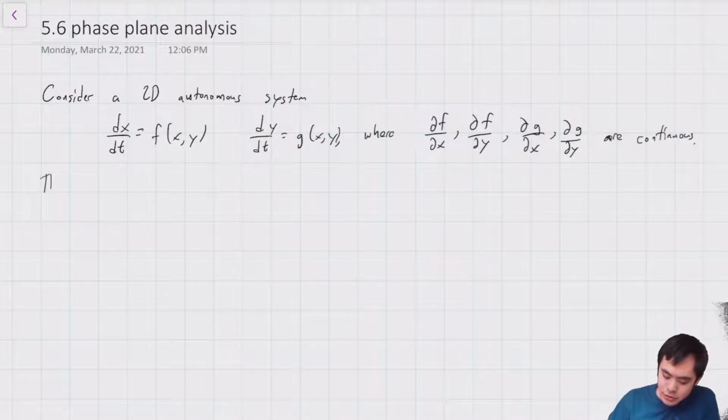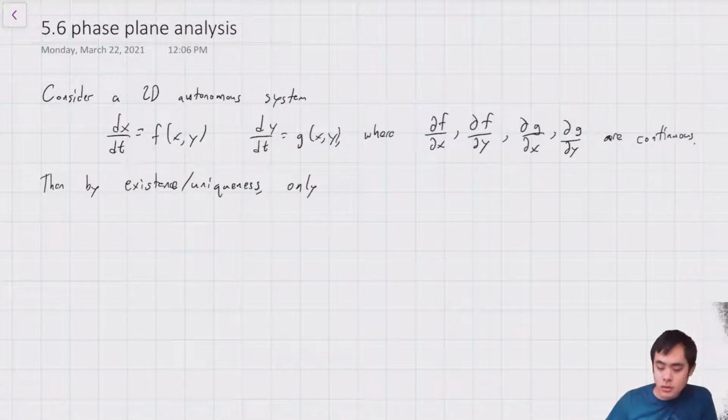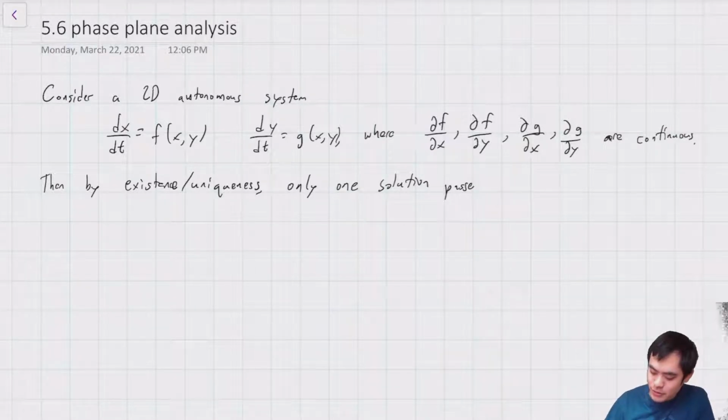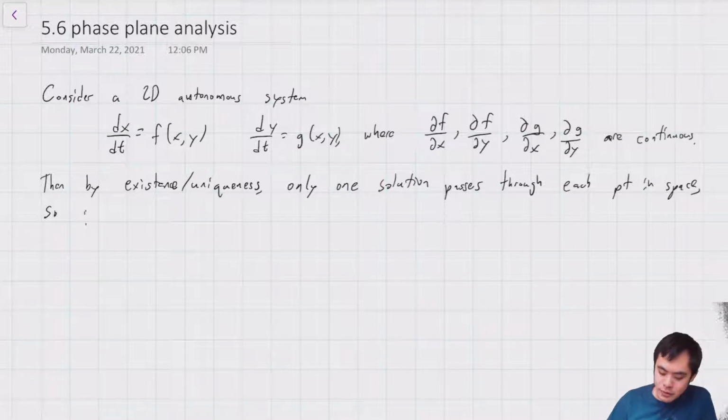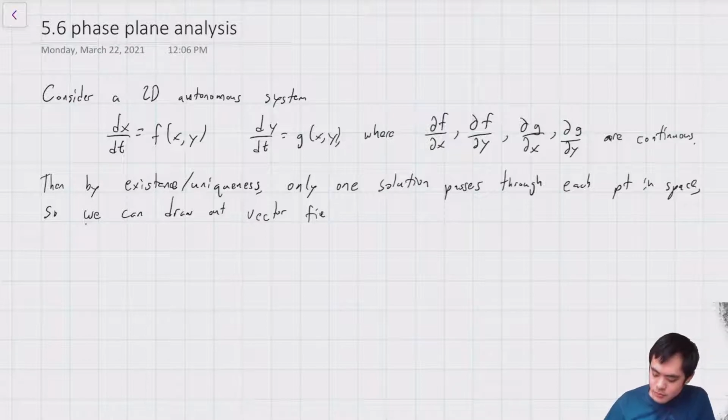Okay, so the first thing to note is by the existence uniqueness theorems, there is only one solution, up to translation, so only one solution passes through each point in space. So we can draw out vector fields in the phase plane.